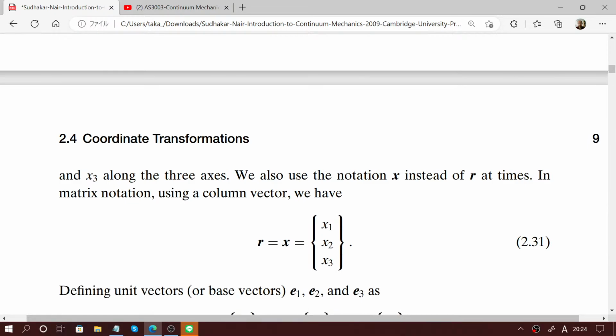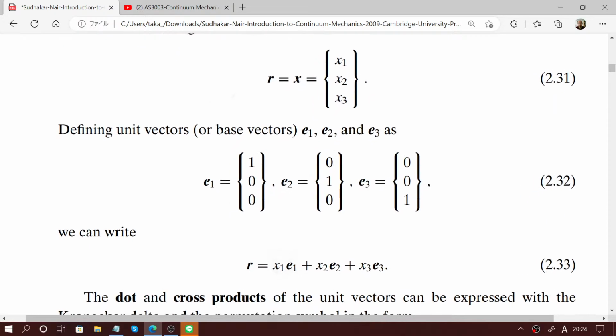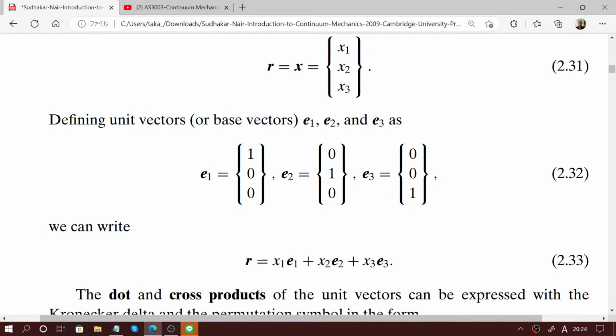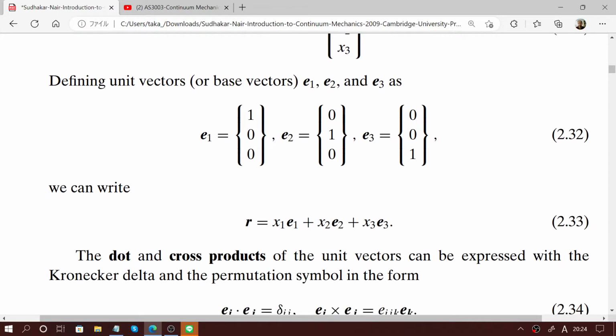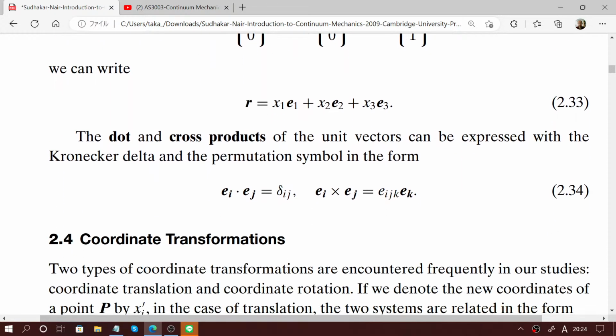In matrix notation, using a column vector, we have R equal x equal x1, x2, x3, defining unit vectors or base vectors E1, E2, and E3 as E1 is 1,0,0, E2 is 0,1,0, E3 is 0,0,1. We can write R equal x1 E1 plus x2 E2 plus x3 E3.